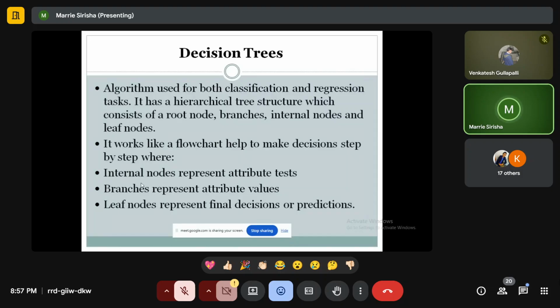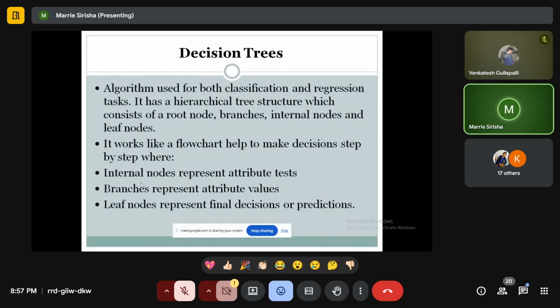Next one is decision tree. Decision tree is important because your next topic is also based on the decision tree. So what is a decision tree? It is a hierarchical tree-like structure which consists of root node, branches and internal node. These three terminologies are important. You have to understand this.